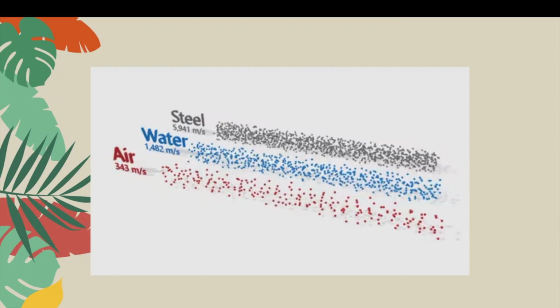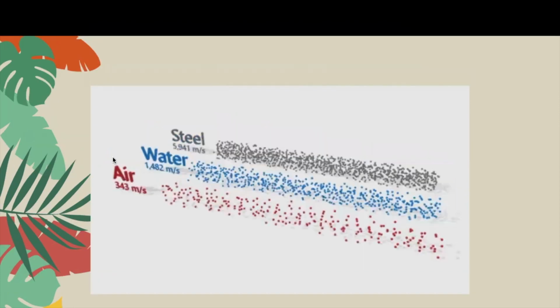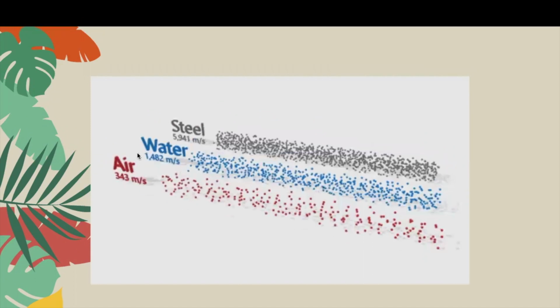So actually, if we were doing this as a list, helium would be somewhere between air and water. Helium is about 990 meters per second. Cold air would be even slower than regular air.